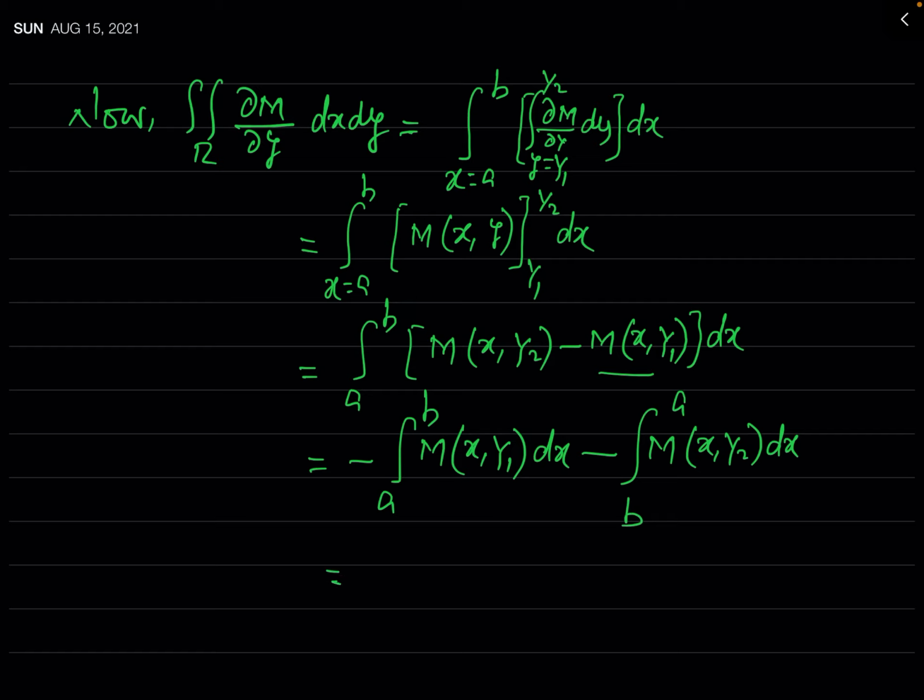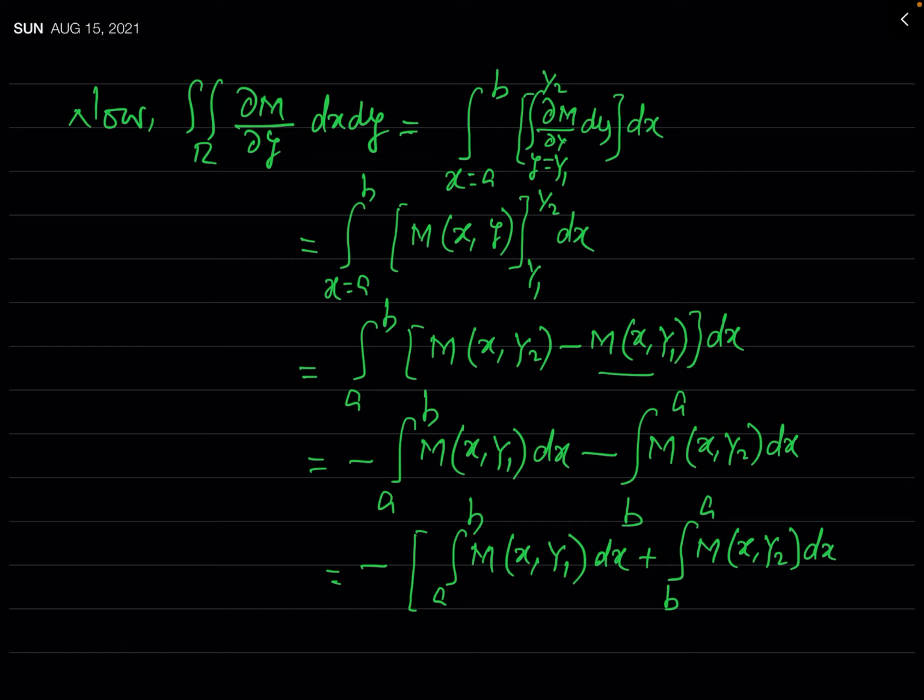Now you can see, for the sum of these two integrals, you can take the minus sign as a common factor. So this can be written as minus of integral a to b m of x comma capital Y1 dx plus integral b to a m of x comma Y2 dx.